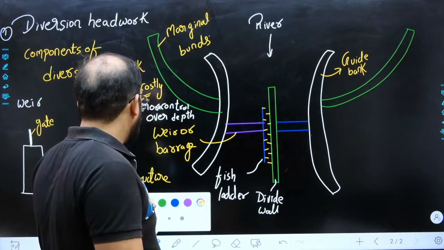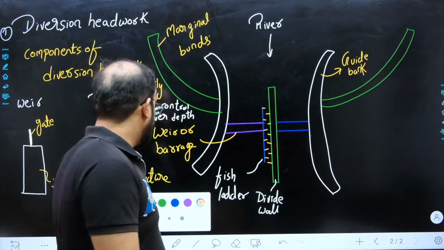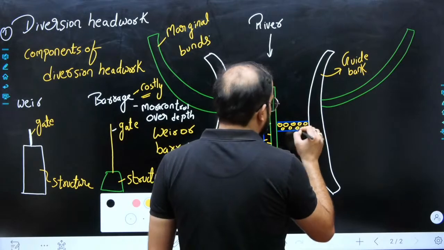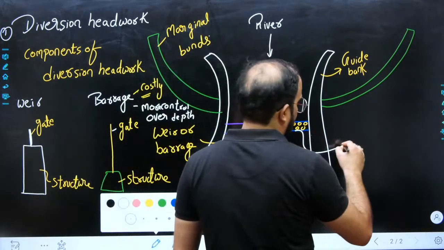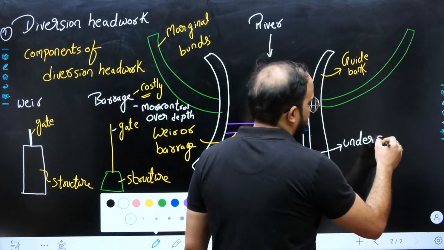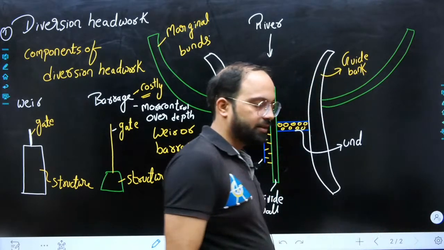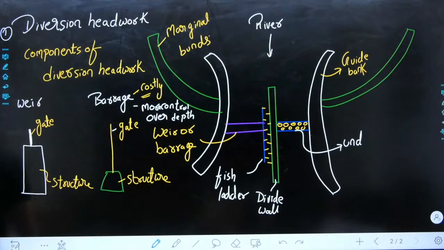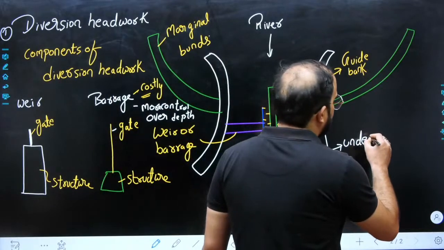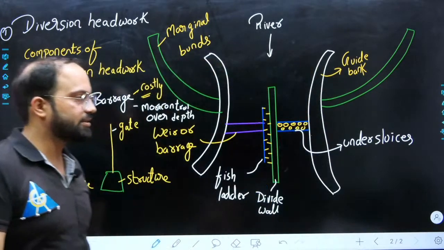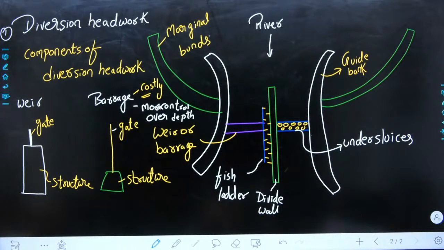So what is that blue part? What is that structure? It is known as under sluice. Please write, this is the under sluice. Now we will see what is the function of these components. Please write the diagram. I hope this is done.